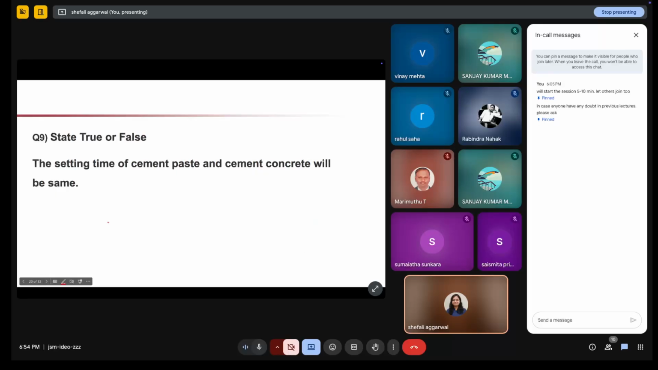Okay. The setting time of cement paste and cement concrete will be the same. True or false? False. Correct. For cement paste, which apparatus are we using? Vicat apparatus. Correct. And for concrete we are using a penetrometer.